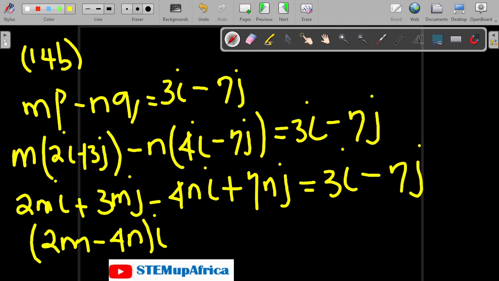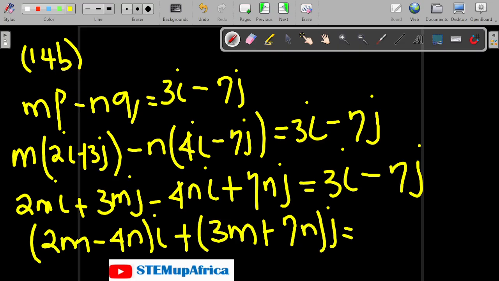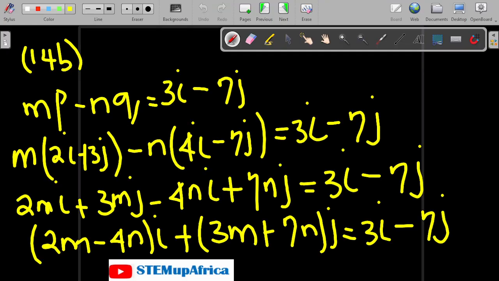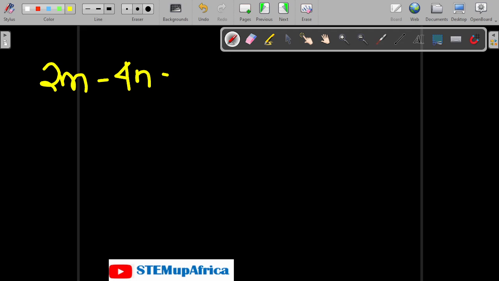That will group the j's together, plus 3m plus 7n j is equal to 3i minus 7j. So all I need to do here is to compare the coefficient of i on the left-hand side to i on the right-hand side. So what would that give us? I'm going to have 2m minus 4n is equal to 3. Let's call this equation 1.